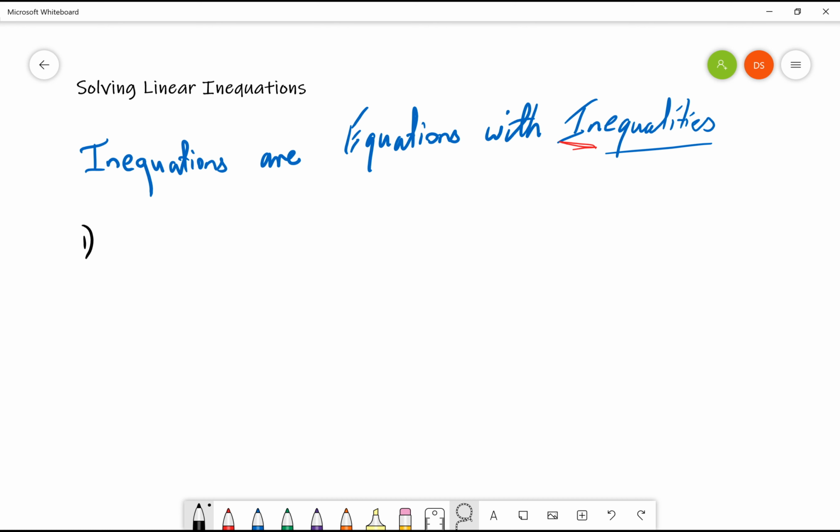So if I had 2x plus 7, before I had equals 15, but this time I'm going to change to is greater than 15. How much does my maths change here? Does it change a lot or a little? I'm going to let you think about it. Comment if you know whether it changes a lot or a little, and then I'll just continue.